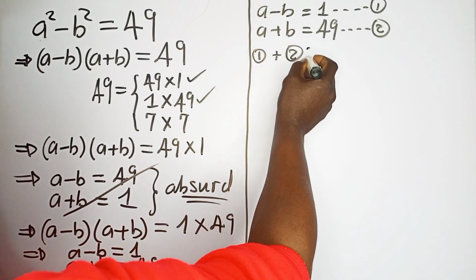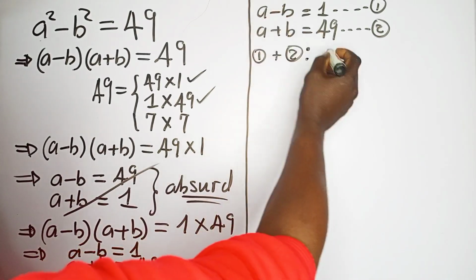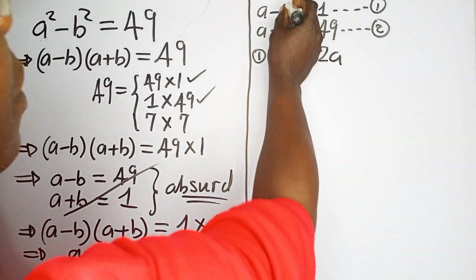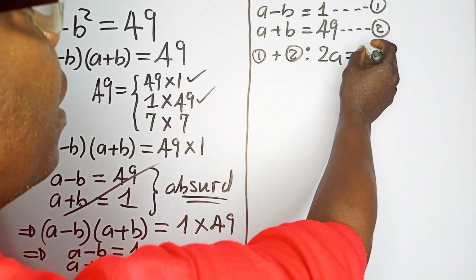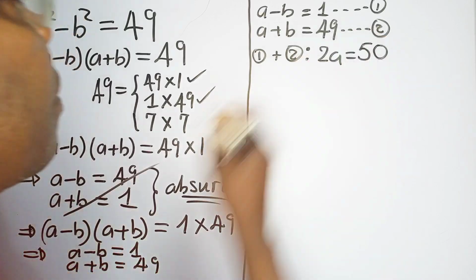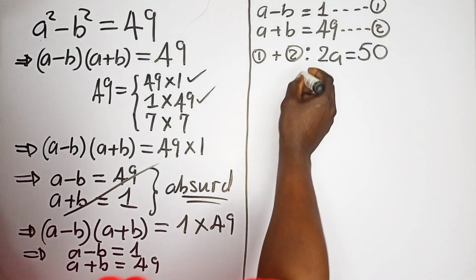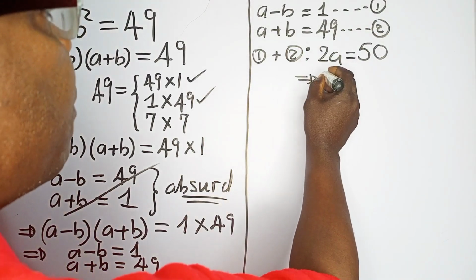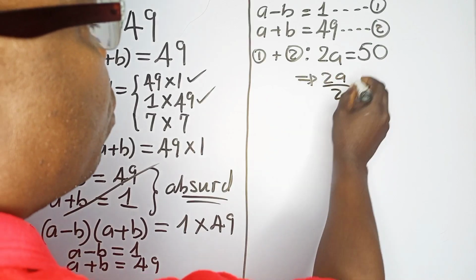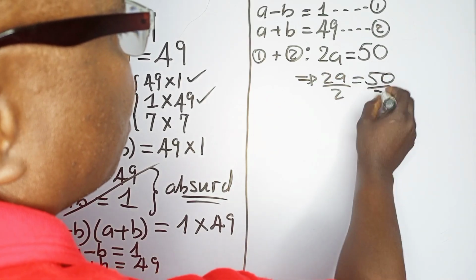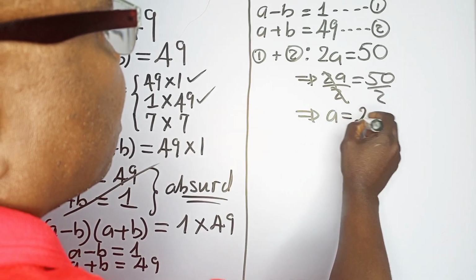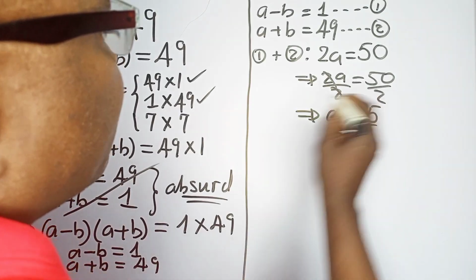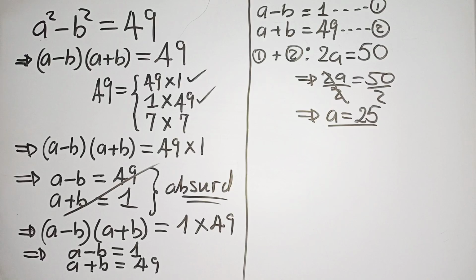So when we do that, we'll have 2a, and b cancels out to give 0, is equal to 1 plus 49, which is 50. So we have 2a equals 50. From here, if we divide both sides by 2, we obtain the value of a as 25. The value of a is 25.